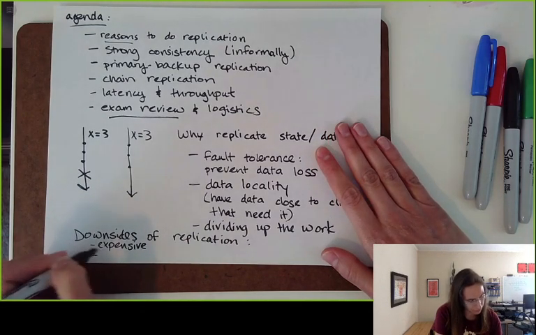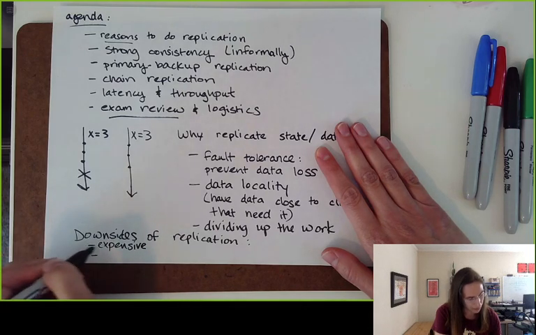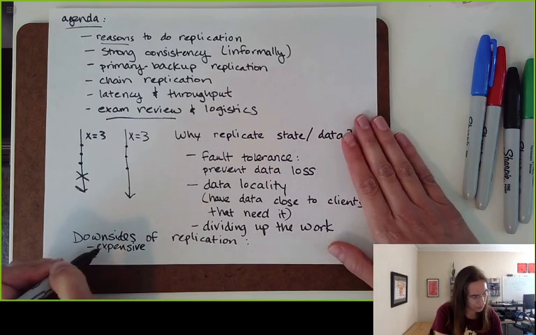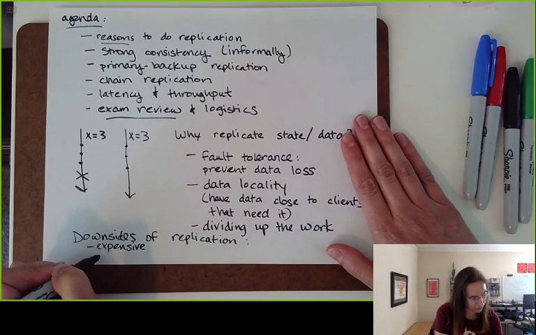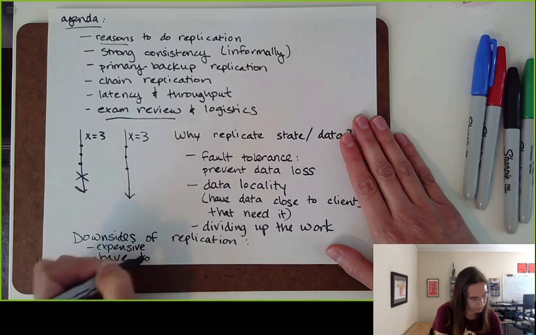So another downside of replication, if you want to call it that, an unavoidable trade-off that you have to make with replication, is not only is it more expensive than only having one copy, but you have to keep the copies consistent.